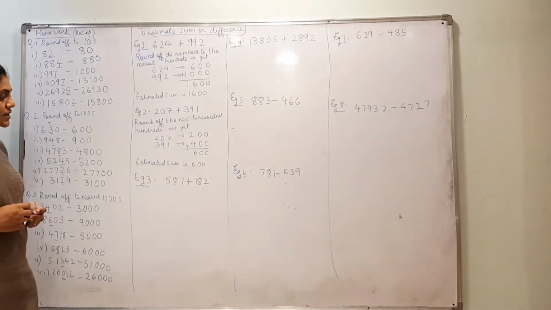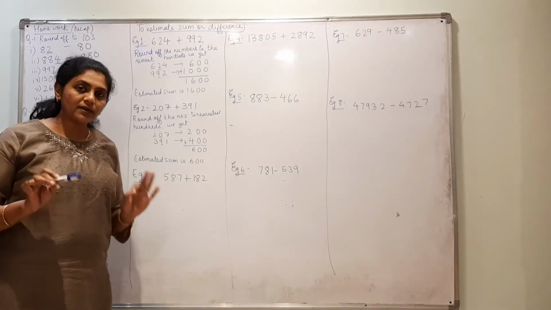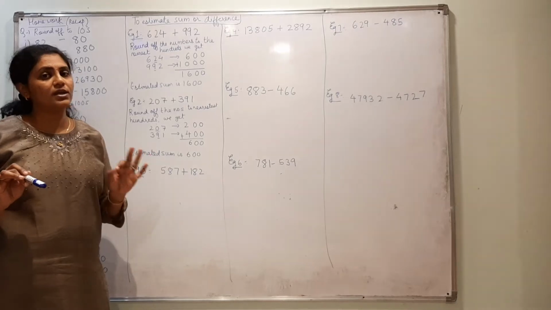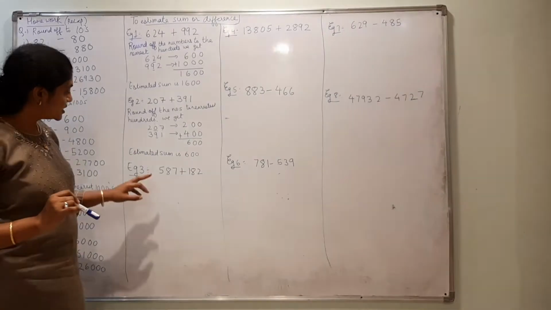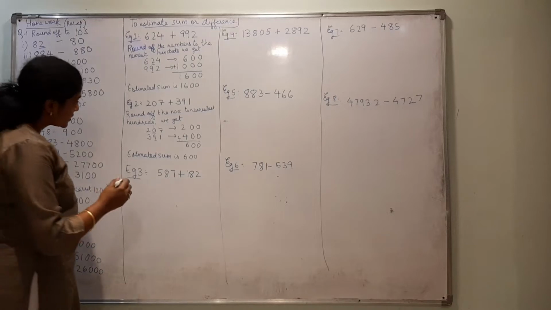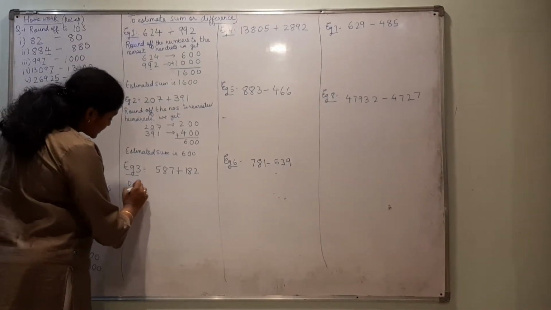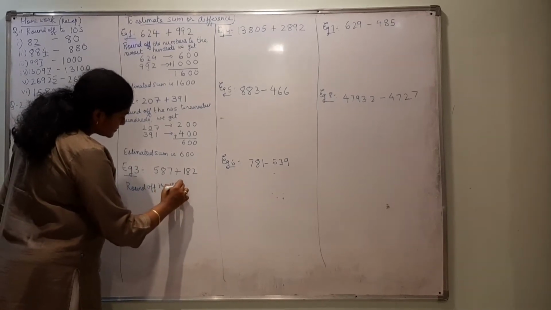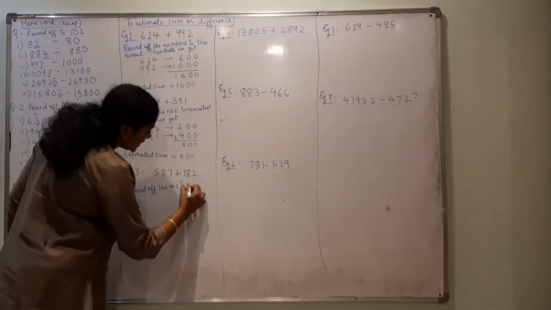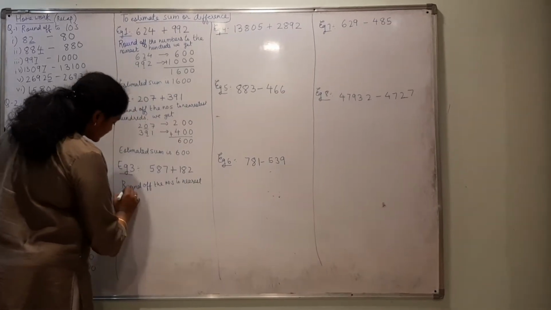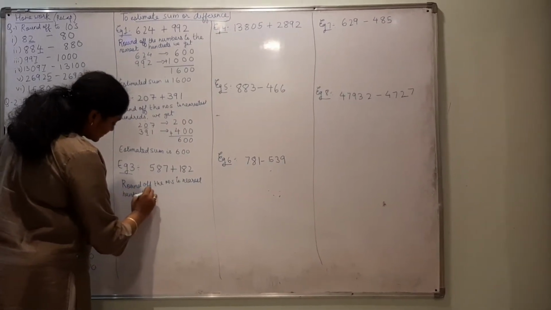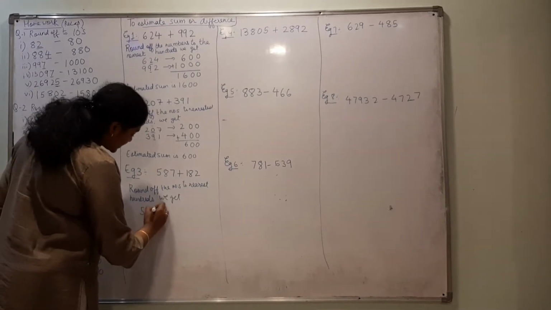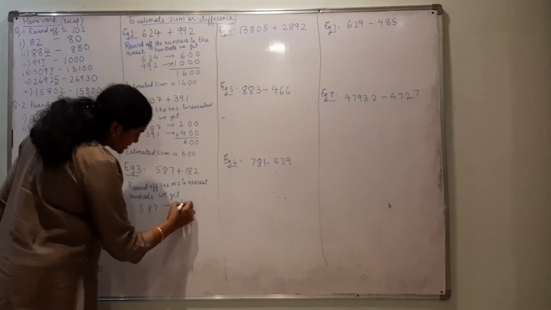So whenever there are 3 digits, make sure that you round off that number to the nearest hundreds. Similarly, the third one. So here, round off the numbers to the nearest hundreds, we get 587. So this will be 600.